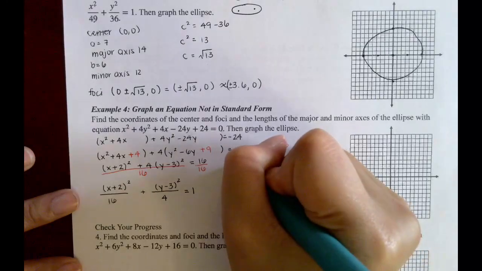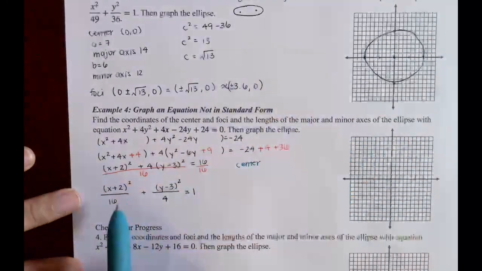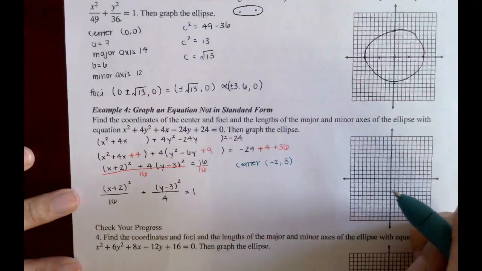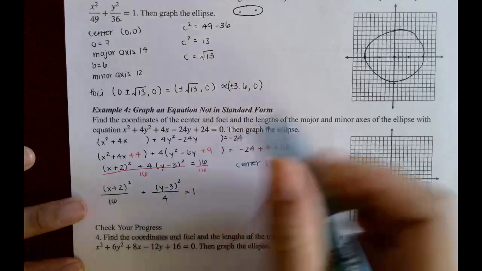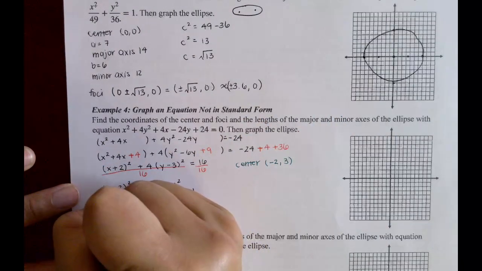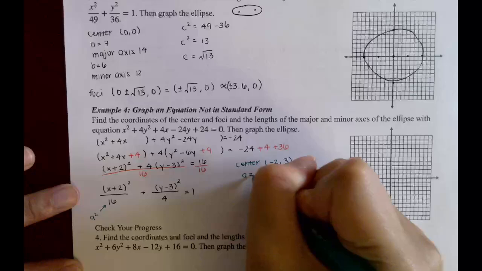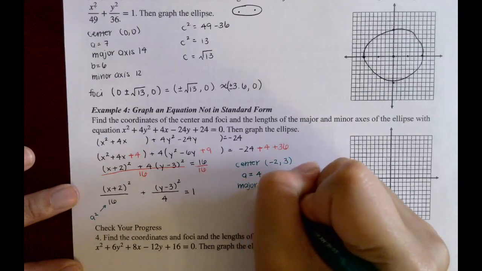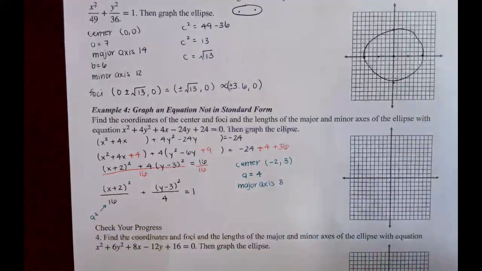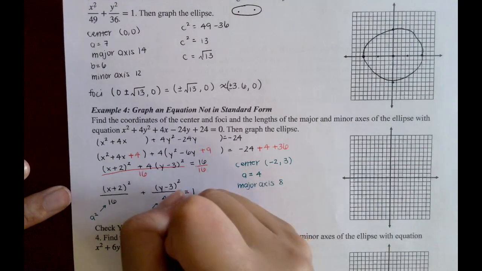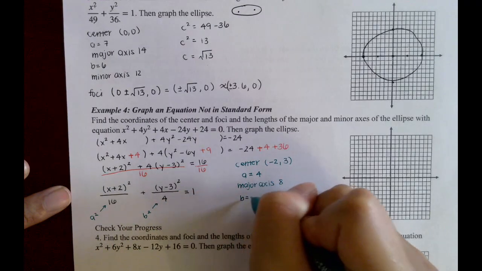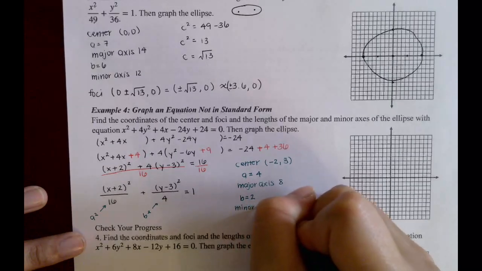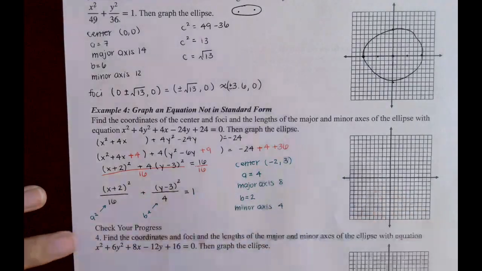I think I'm going to write it in a different color so it's easier to see. Okay? So the center now is going to be (−2, 3), right? Opposite sign. So center (−2, 3). This is a squared, this is b squared. If this is a squared, that means a equals 4, which means my major axis is going to be 8. If this is b squared, that means b equals 2. So my minor axis will be double that, which will be 4.